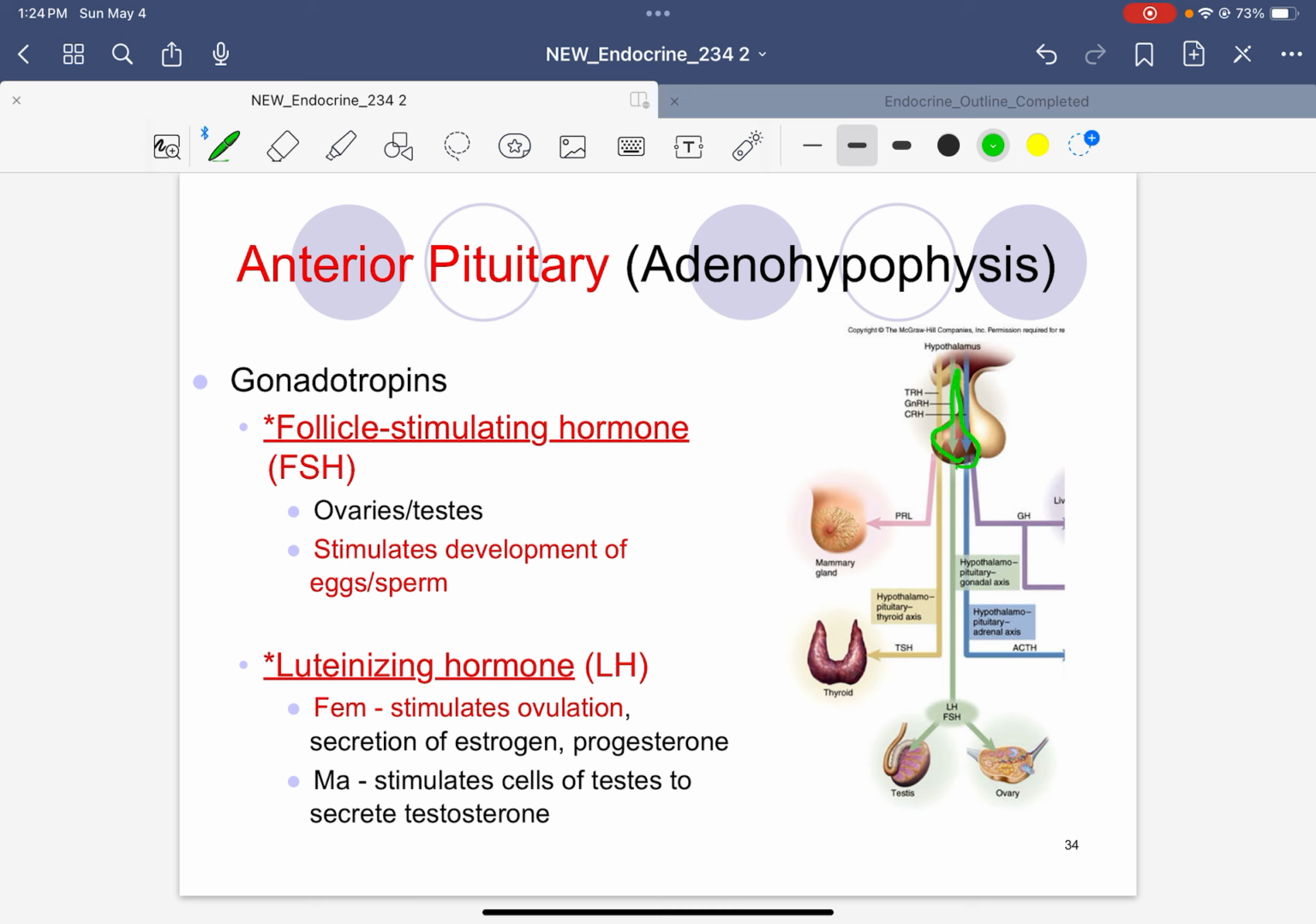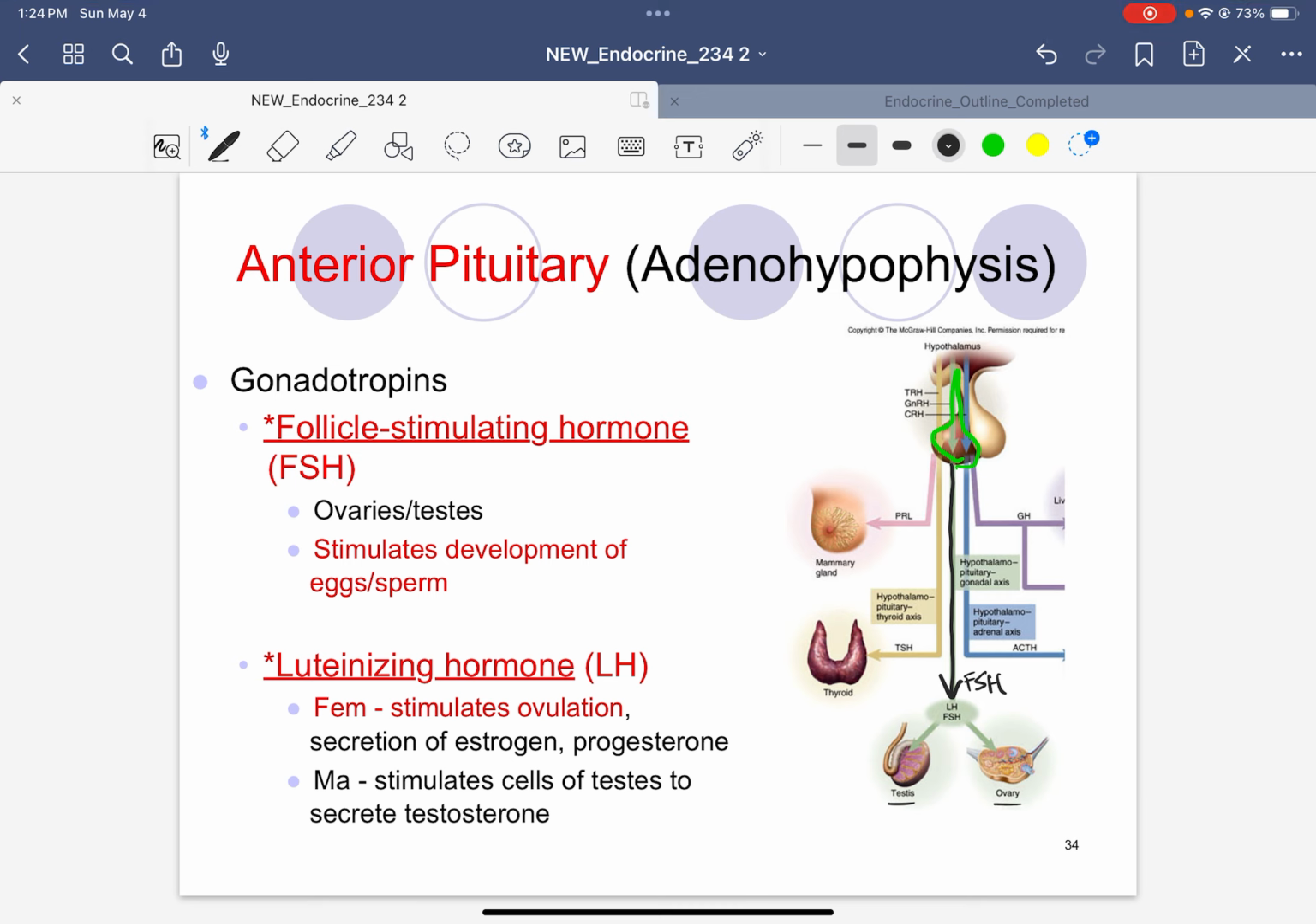It releases follicle stimulating hormone, FSH. I rather like these pictures, that's why I have them on here. It's so crazy, folks. We're still in the brain, this tiny little gland in the brain. The anterior pituitary gland is going to send a hormone called follicle stimulating hormone down to the primary sex organs. In males, the primary sex organ is the testes. In females, the primary sex organ is the ovary.